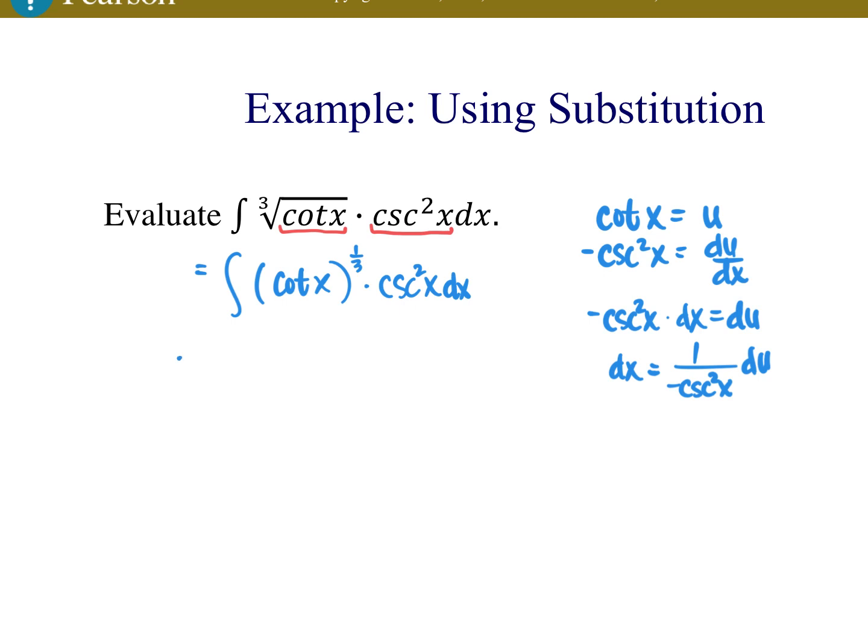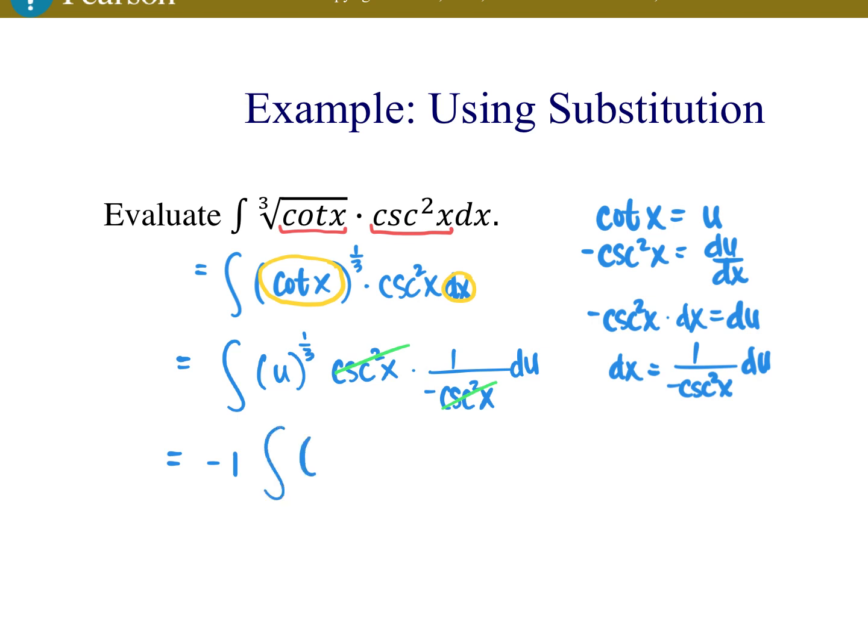So we'll go back and make our substitutions. In for cotangent x, we replace with u. We're going to keep cosecant squared x, because remember, the only things we're replacing are cotangent x and dx. Everything else stays the same. When we replace dx, we replace it with 1 over negative cosecant squared du. Then what automatically happens is we reduce, and the only constant we need to pull out to the front is a negative 1. That leaves me with u to the 1/3 and du.